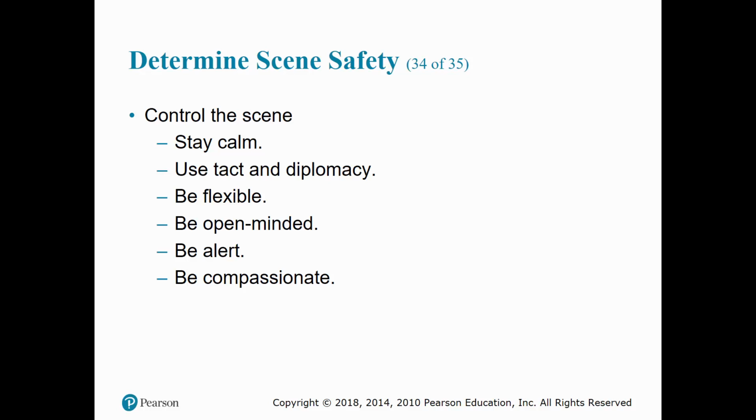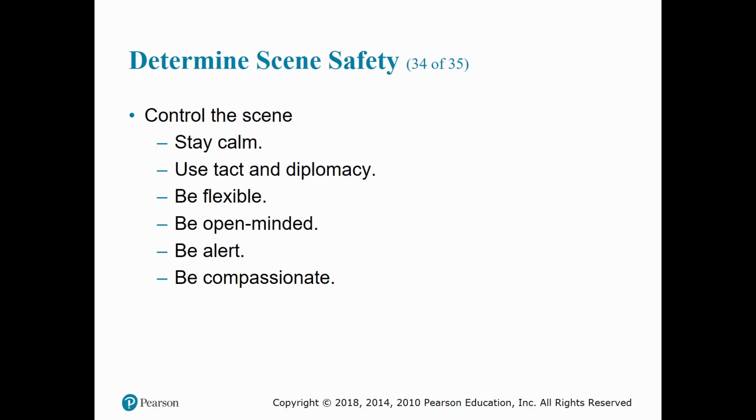Stay calm. Other team members, the patient, and the bystanders will respond more positively if you stay calm. Use tact and diplomacy. A compassionate, understanding tone may produce more positive results than a harsh, demanding one. And always have a plan A to deal with the situation you are facing, but remain ready to shift to plans B, C, D, E, F if conditions indicate that plan A doesn't work. Because always remember, a good plan never works.